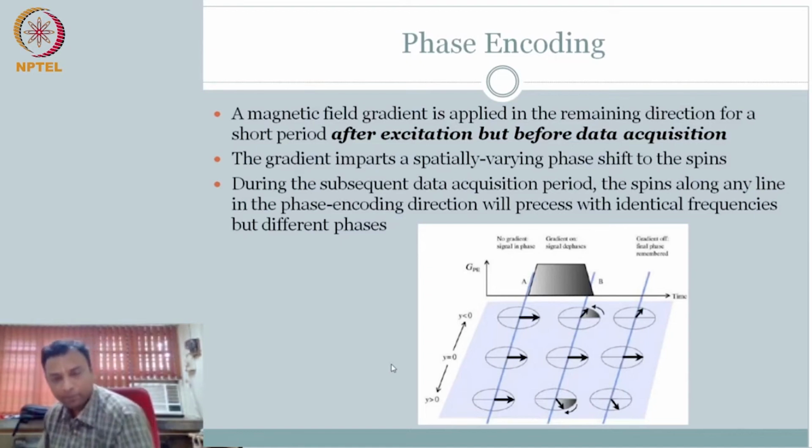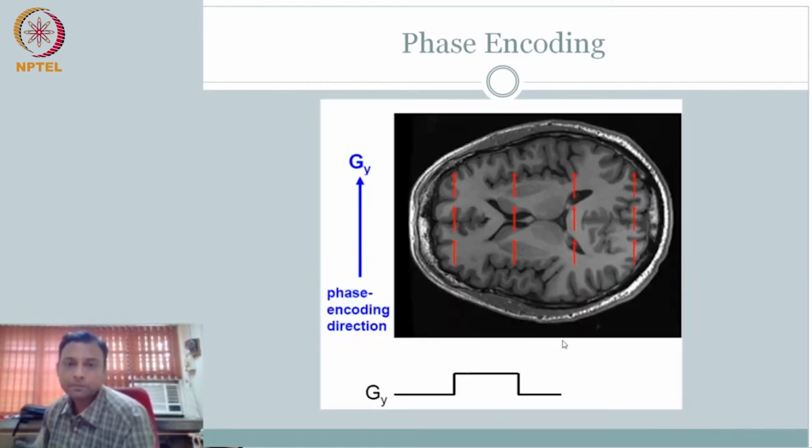Now if I apply the x gradient, right? So along the y direction I have phase difference but the same frequency. If I have the x gradient, along the x direction there will be frequency encoding. Along the y direction I will have phase encoding. So I can exactly tell from the phase and frequency analysis where the signal came from. Correct? So this is my y direction. I apply the gradient just before recording.